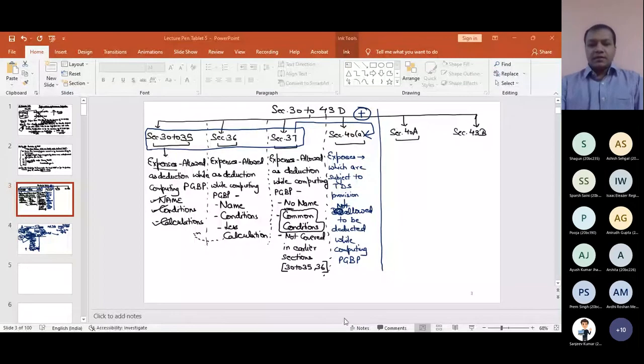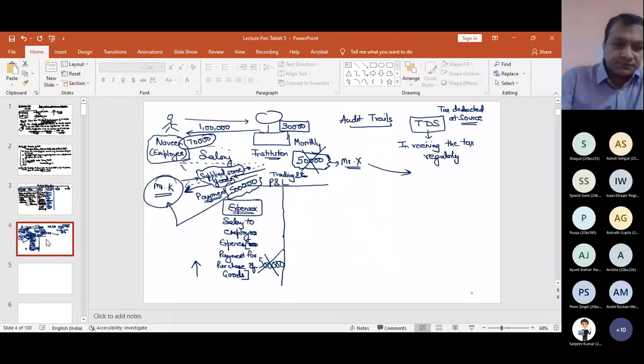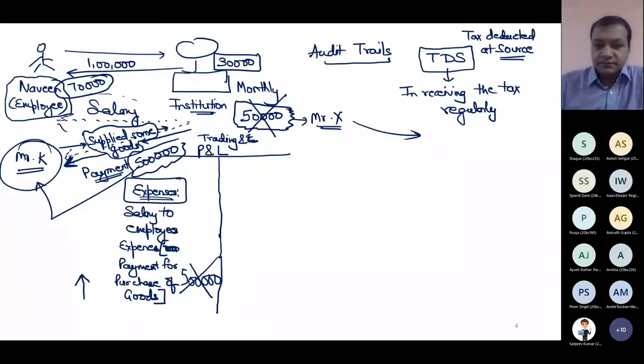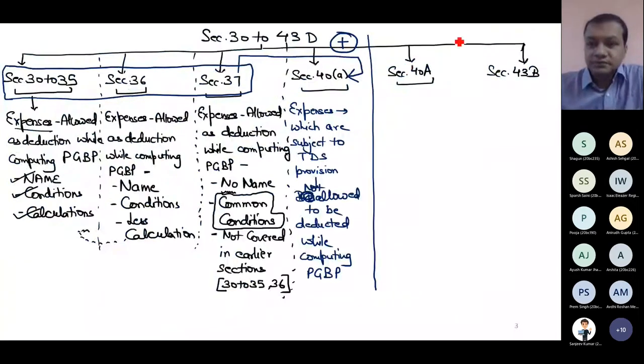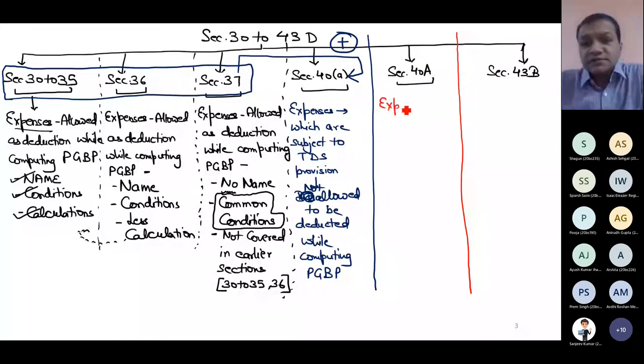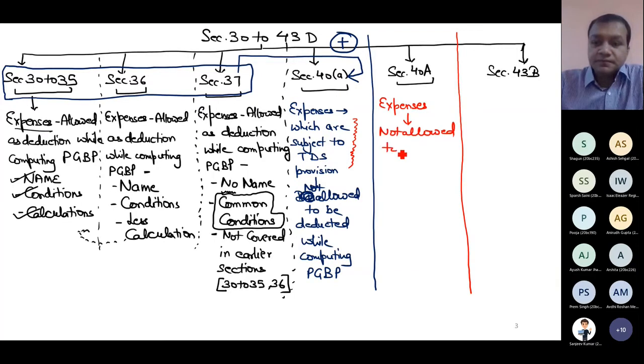Next point. 40 capital A. This section also covers the expenses on which there is no TDS provision, but because of some conditions, these are not allowed to be deducted while computing PGBP.